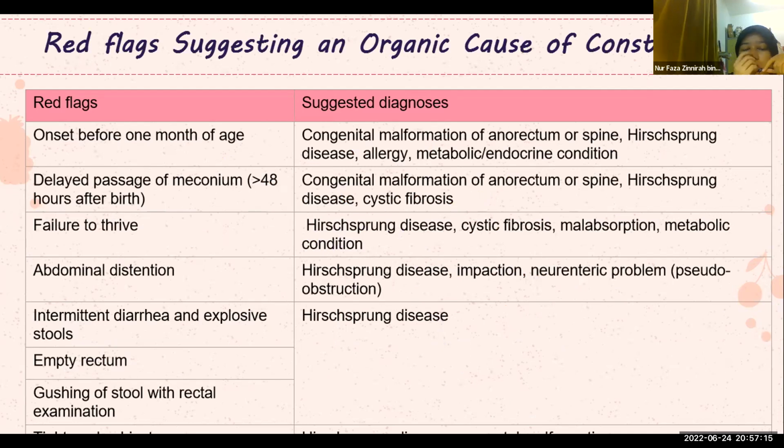Then we should assess for any red flags which suggest an organic cause of constipation. So the red flags include onset before 1 month of age, so it may suggest congenital malformation of the spine, Hirschsprung disease, allergy, or a metabolic or endocrine condition. Then any delayed passage of meconium, more than 48 hours afterward, failure to thrive, abdominal distension, then intermittent diarrhea and explosive stool, empty rectum, gushing of stool with rectal examination, and also a tight anal sphincter. Next.